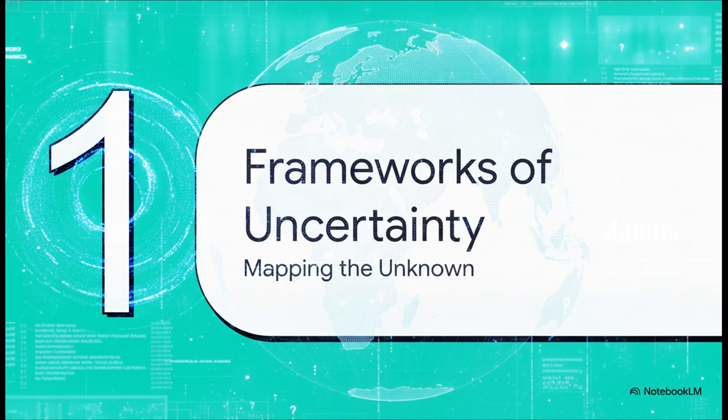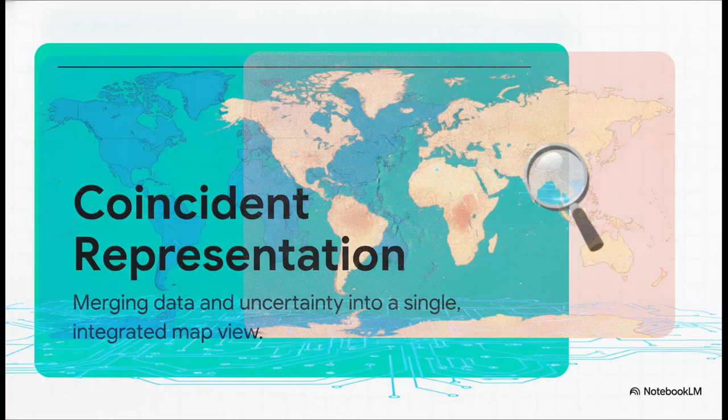Let's start with section 1, frameworks of uncertainty, mapping the unknown. Before we really get into the specifics, we have to understand the architectural framework that cartographers actually use to display what they simply don't know. Instead of forcing you to look at split-screen diagnostics, where your eyes are constantly darting back and forth between a standard map and a totally separate uncertainty map, the absolute best method is what we call a coincident representation.